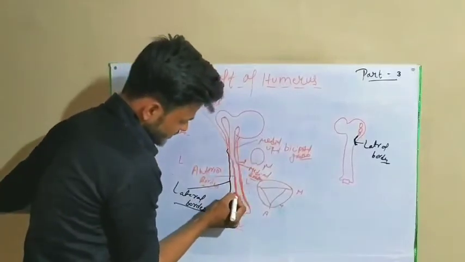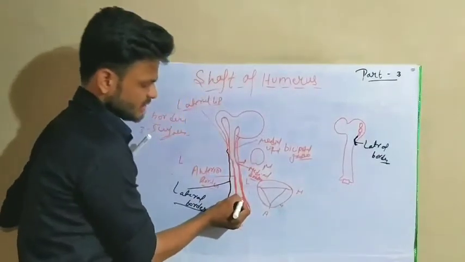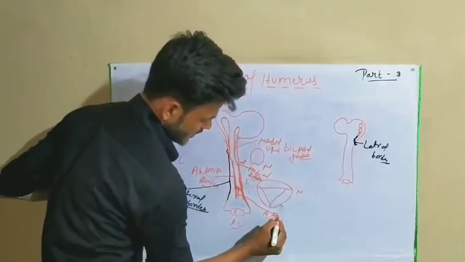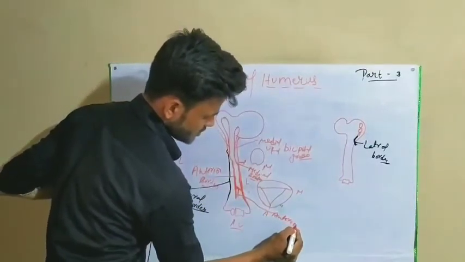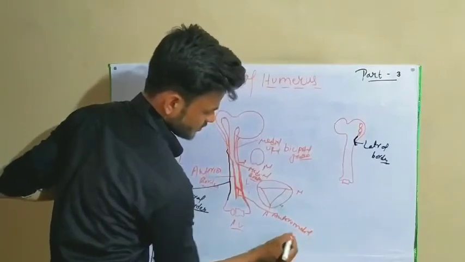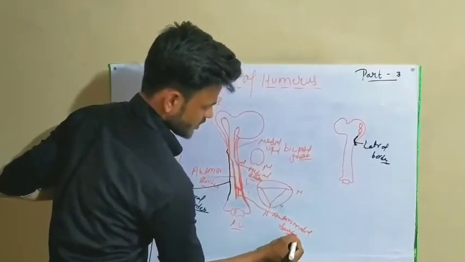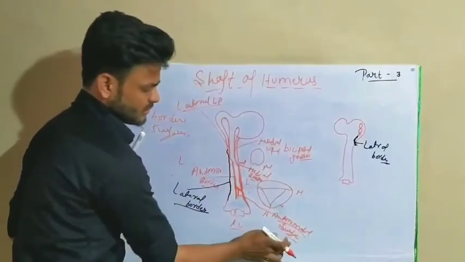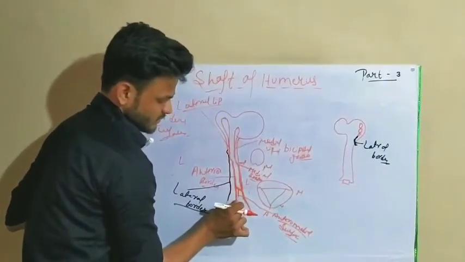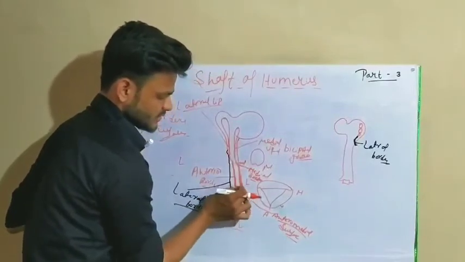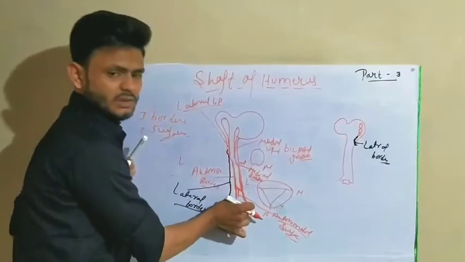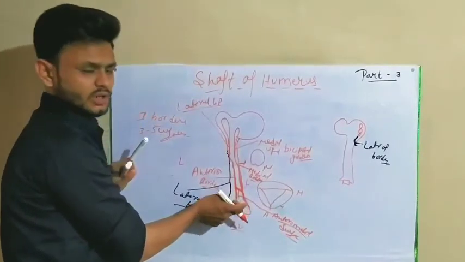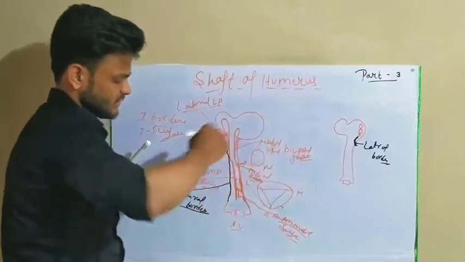Now the surfaces. The surface in between the anterior border and the medial border is called the anteromedial surface. Why is it called anteromedial? Because it is present between the anterior border and the medial border. That's why it is called the anteromedial surface.